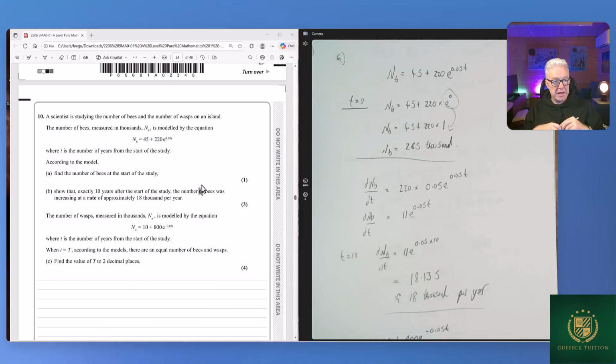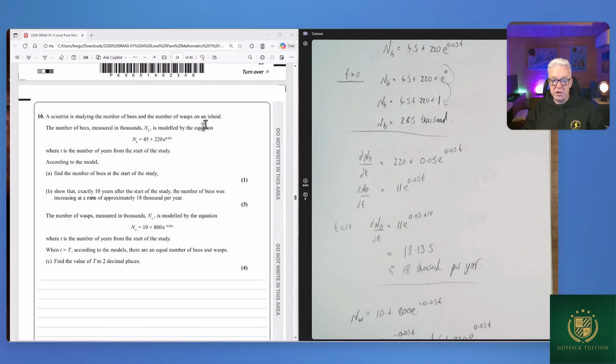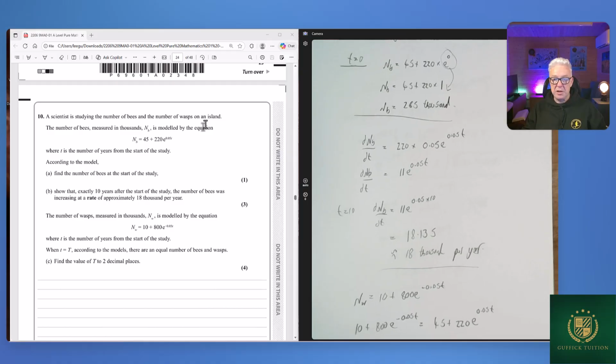Part B. It says, show that exactly 10 years after the start of the study, the number of bees was increasing at a rate of approximately 18,000 per year. Now notice the way that they've put the word rate in bold. So when we're talking about a rate, we're talking about a change with respect to time. So the inference there is they're expecting us to differentiate the number of bees expression.